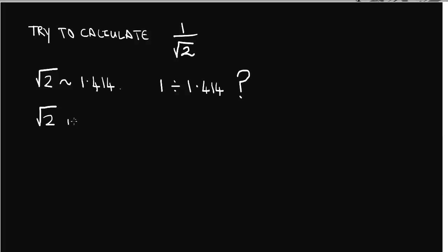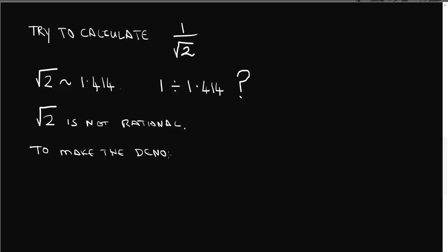However, we know root 2 it's not a rational number, it's an irrational number. That means the decimal part doesn't repeat, and it doesn't end. So to make the denominator a rational number, a number that we can handle easily, there's a little trick that we do. So to make the denominator a rational number, we actually multiply it by itself. So we multiply root 2 by root 2.